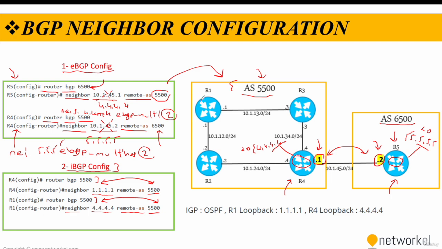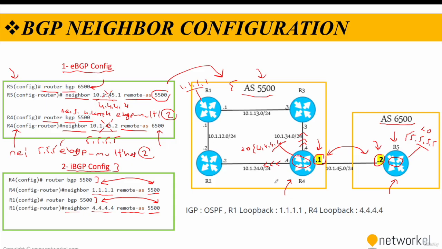By the way, 1111 is the loopback interface of this router and 4444 is the loopback interface of router 4. But there is one issue here. Remember, I have told you, router 1 and router 4 can be iBGP peers and there is no need for them to be directly connected. And router 4 can reach router 1 in 2 ways. The first way is from here and the second way is from here.